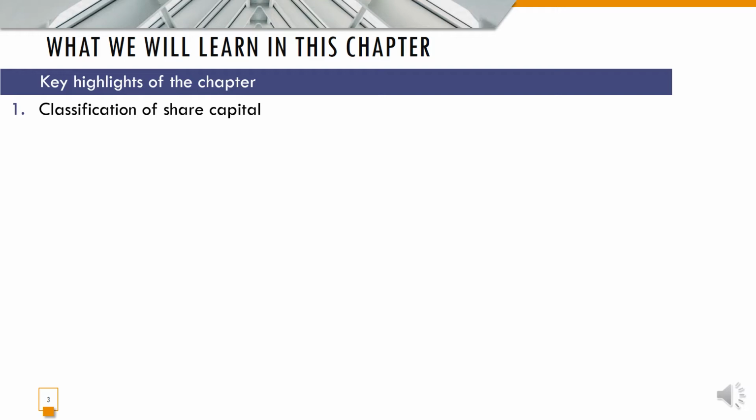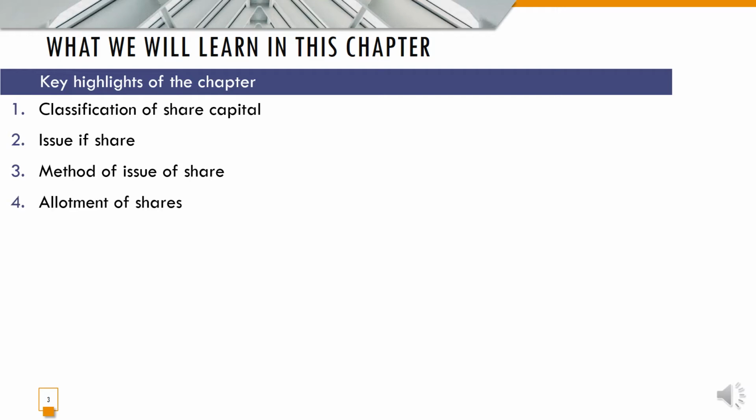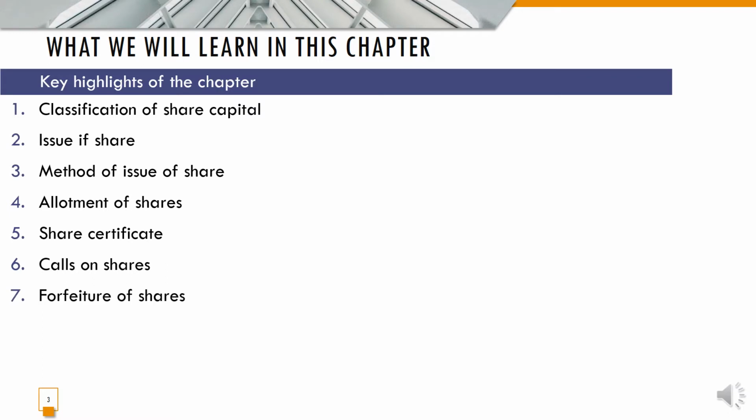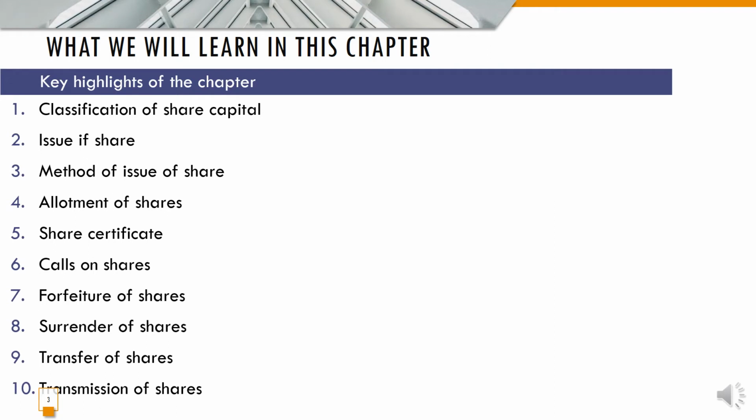First we will see classification of share capital, then we will see how the shares are issued, issue of shares, then how many methods are there for issuing of shares, then what is allotment of shares, what is share certificate, calls on share, what is calls, how it is done, forfeiture, what is forfeiture and what is the process of it, surrender of shares, what is surrender of shares, transfer of shares and transmission of shares.